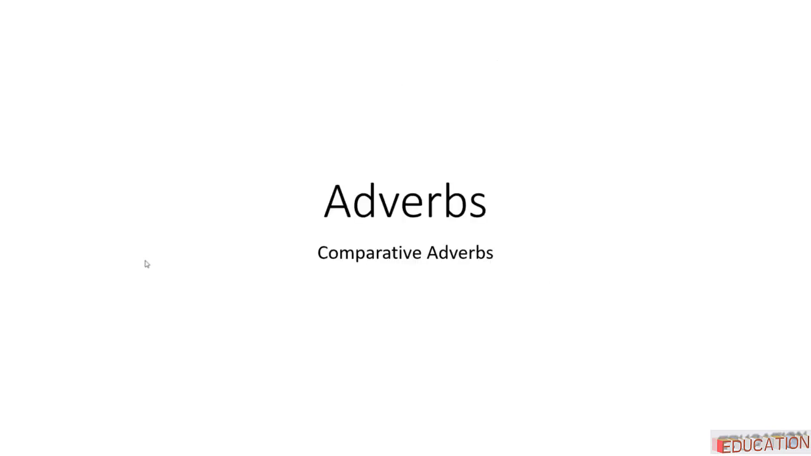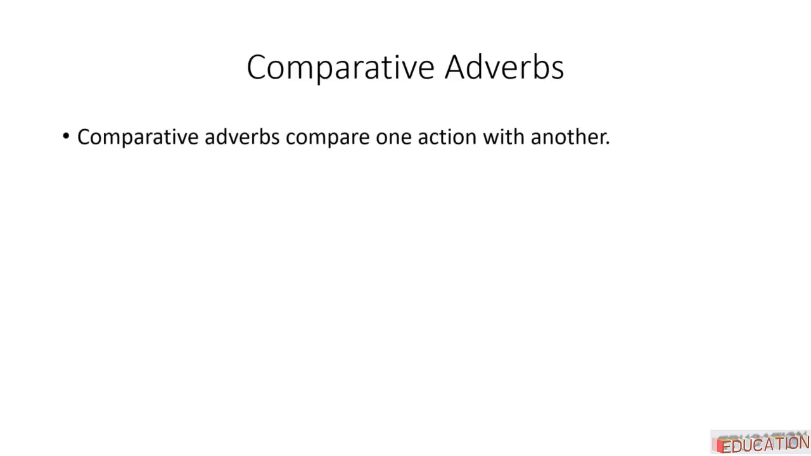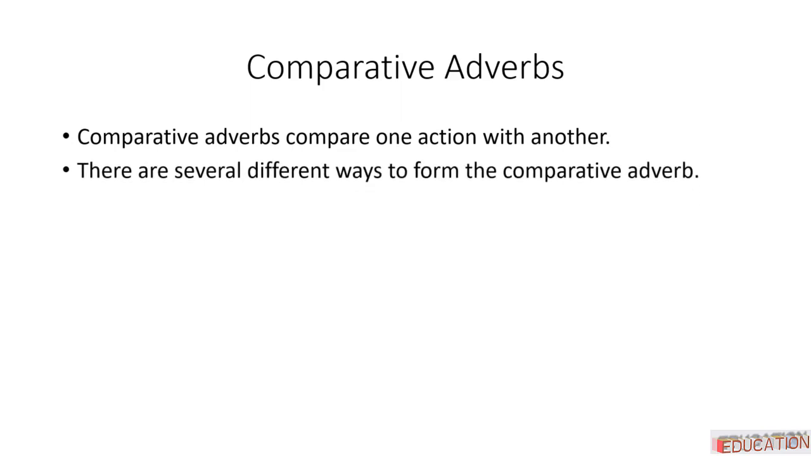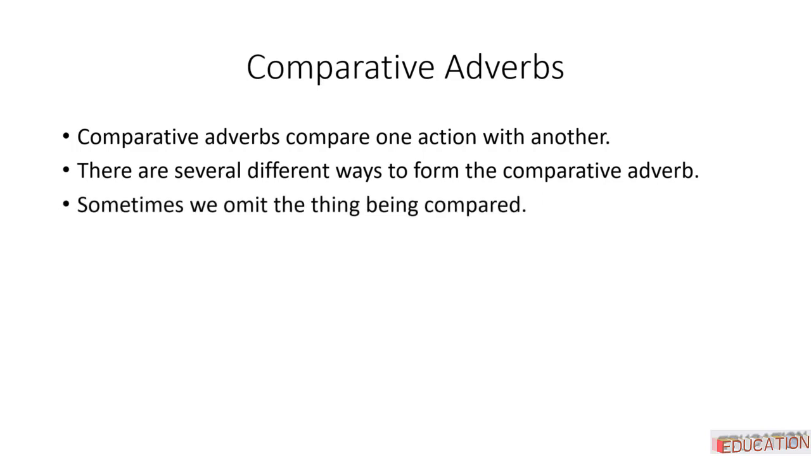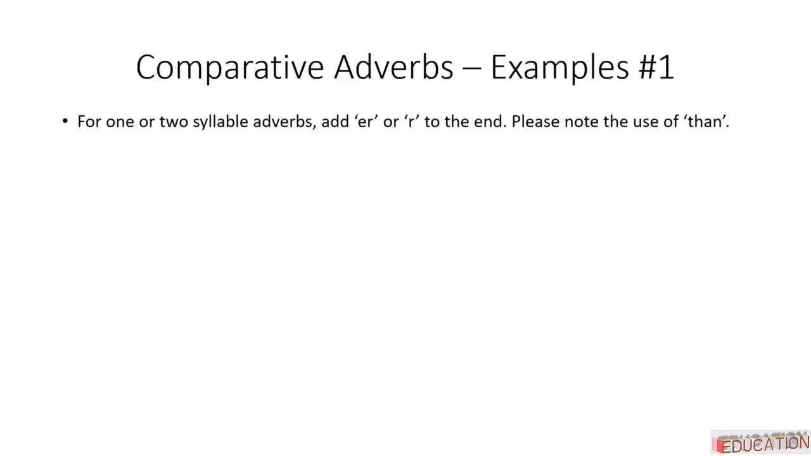This lesson is on comparative adverbs. Comparative adverbs compare one action with another. We have several different ways that we can form the comparative adverb, and sometimes we omit the thing that's being compared if it's clear. For short adverbs with only one or two syllables, we add er or r to the end of the word. And please note the use of than when comparing adverbs.